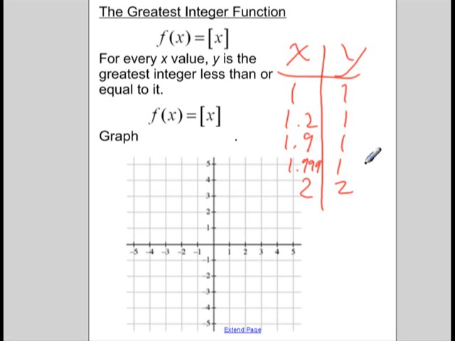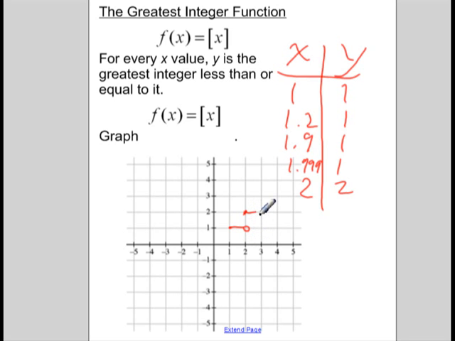So what that's going to look like on a graph is this. If x is 1, y is 1, so I'm there. And it's just going to stay on 1 until I get to 2. So I'm going to have an open circle on 2, because what happens when x gets to 2? It jumps up to 2.